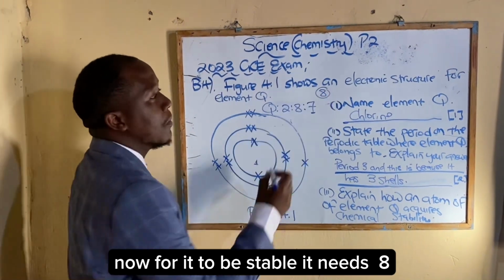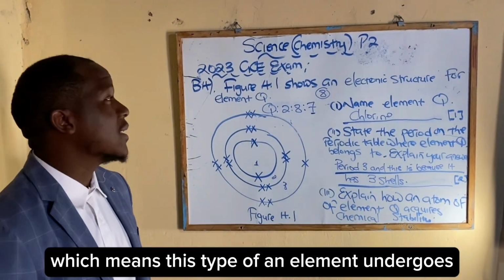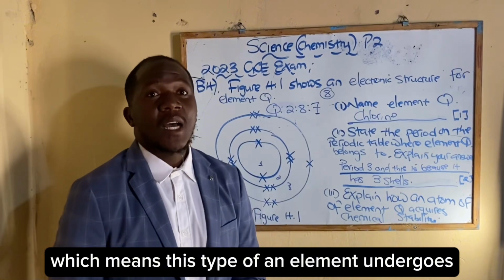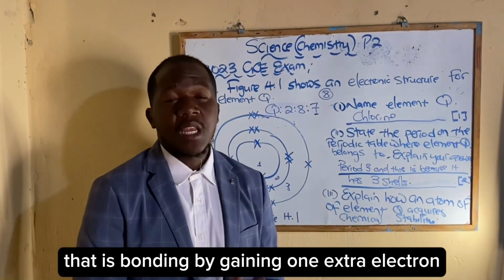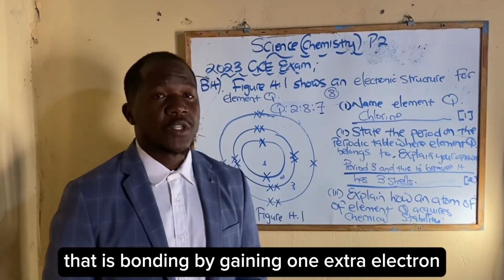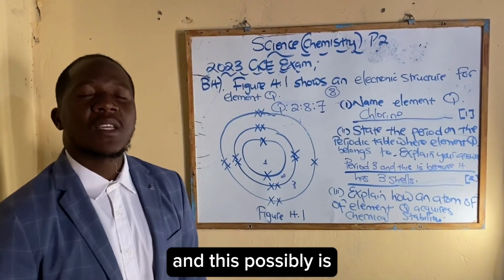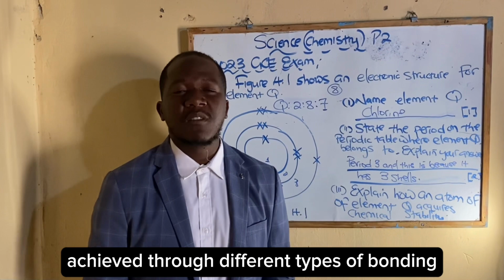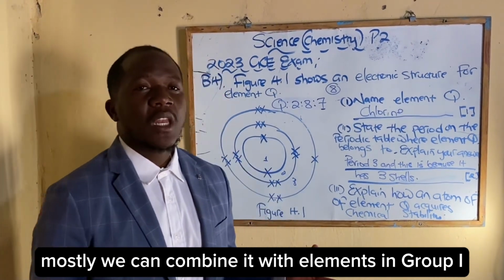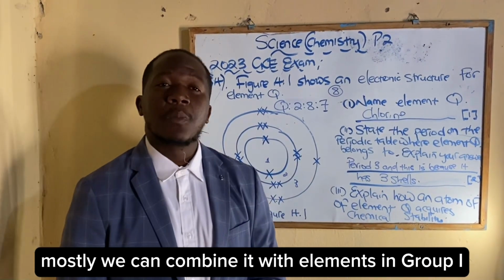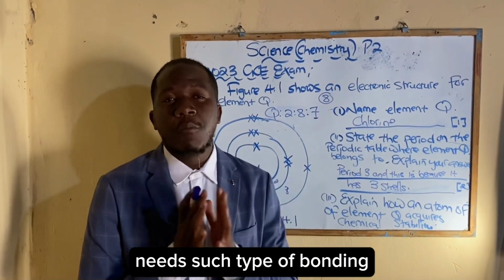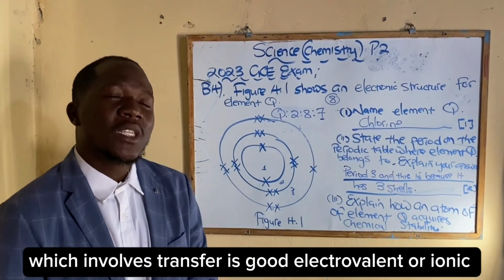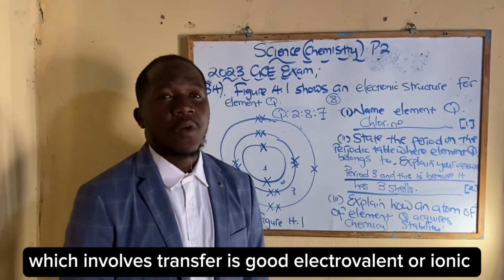Now, for it to be stable, it needs 8, which means this type of element undergoes bonding by gaining 1 extra electron. And this is possibly achieved through different types of bonding. Mostly, we can combine it with elements in group 1, where it can gain the extra electron it needs. Such type of bonding, which involves transfer, is called electrovalent or ionic.